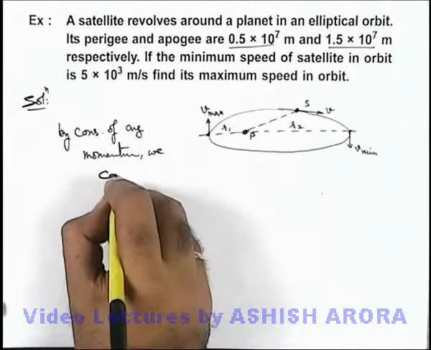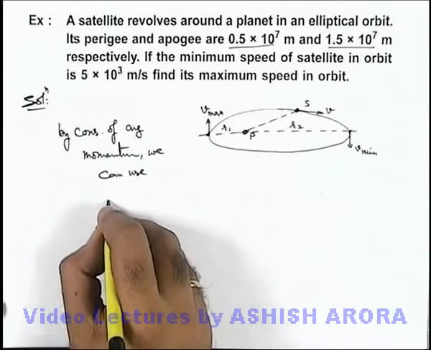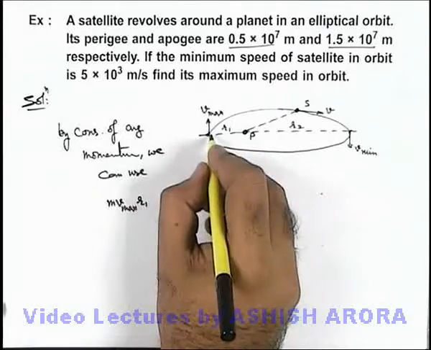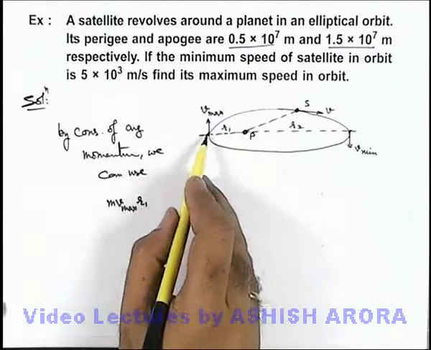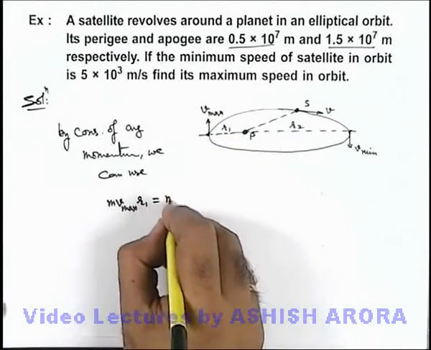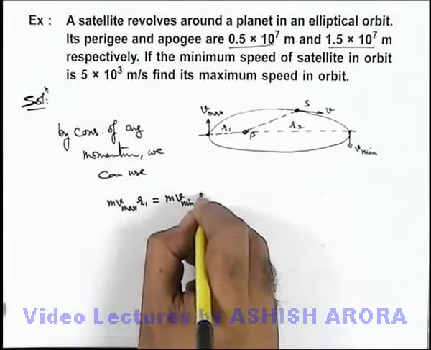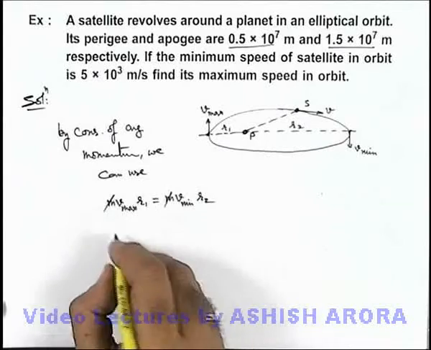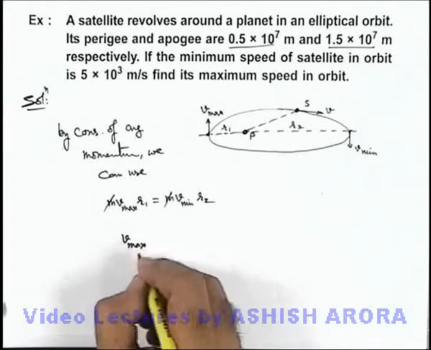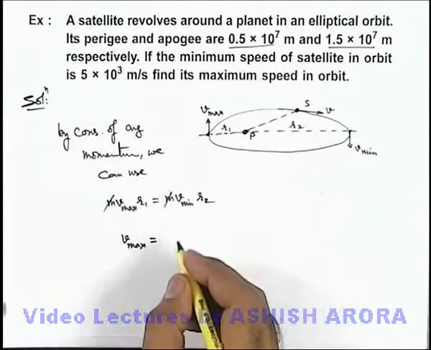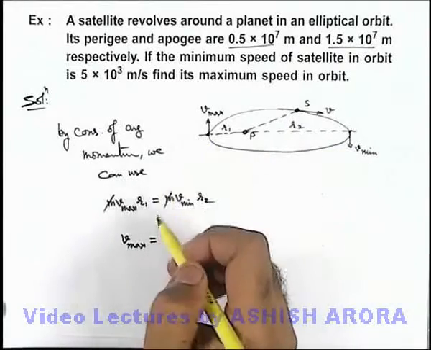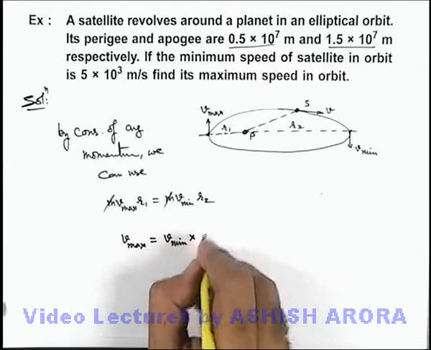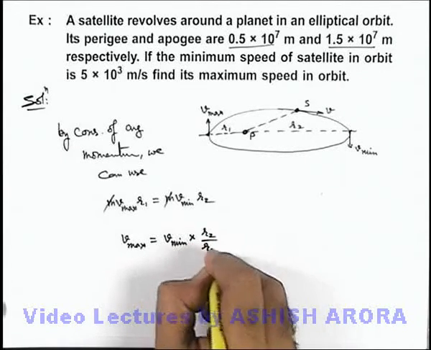Here we can use V max R1, that is the angular momentum of the satellite at the perihelion point. It must be equal to V min R2, that is the angular momentum at the aphelion point. Here m gets cancelled out, and the maximum speed of the satellite in orbital motion, which is obviously at the perihelion point, can be given as V min multiplied by R2 by R1.